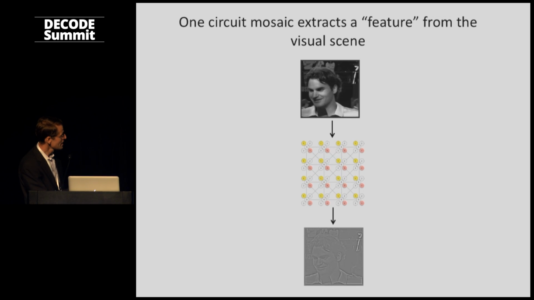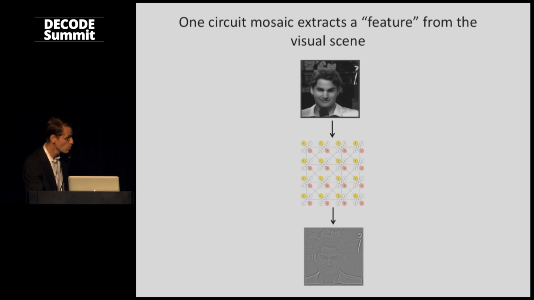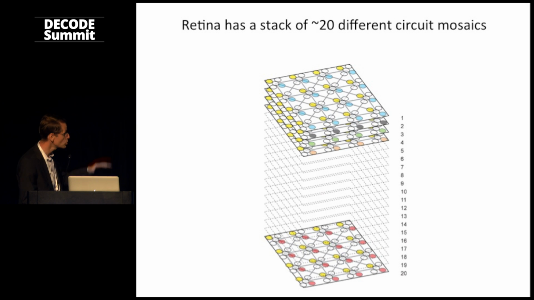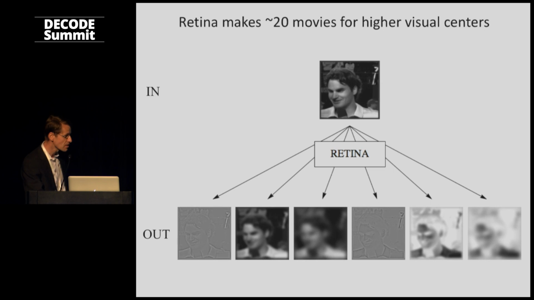So you have an input that comes in, captured by the photoreceptors, and then the local computations and interactions result in the output, a movie. And in the human retina, and most mammalian retinas, there are around 20 or 30 such mosaics stacked in our eye, and therefore we have around 20 representations.